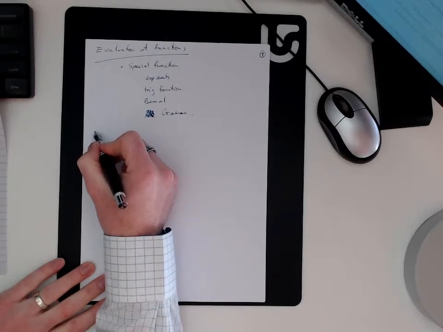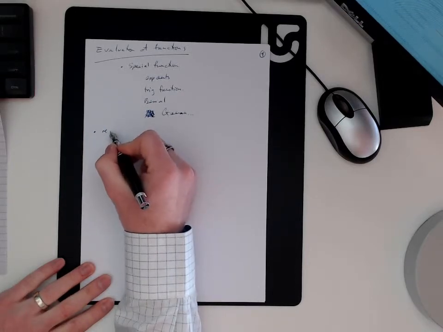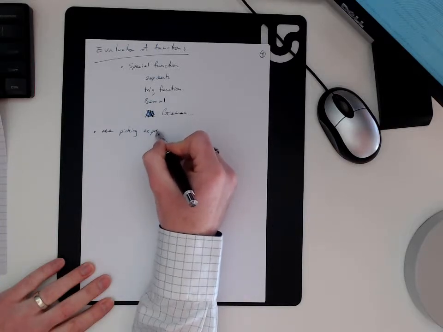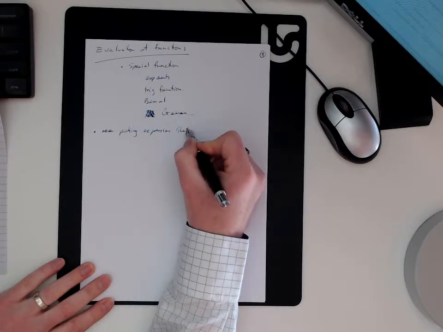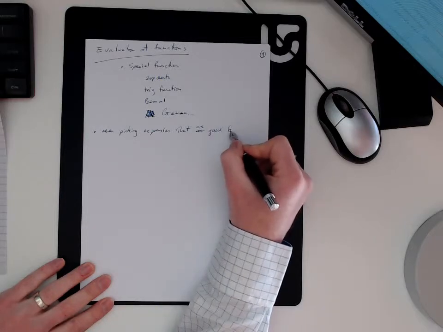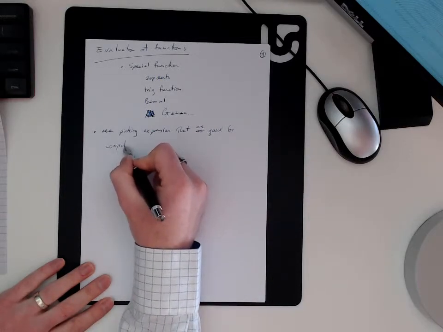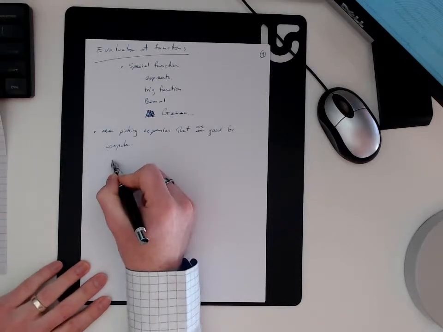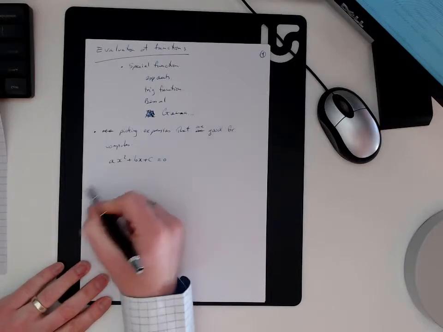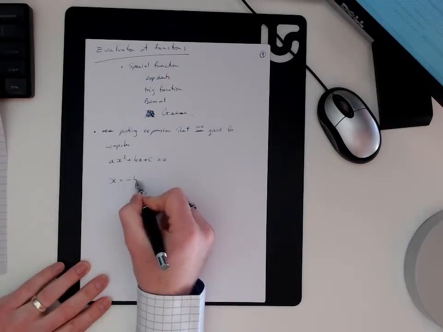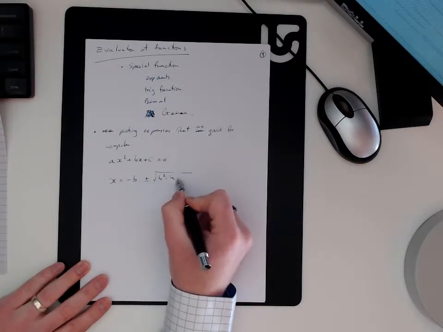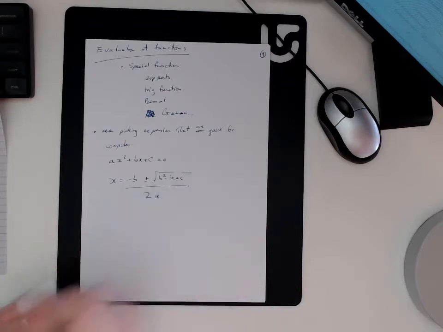One of them is re-expressing: picking expressions for things that are good for computers. Consider the quadratic equation, ax squared plus bx plus c equals 0. Solutions to this we write using the quadratic formula: minus b plus or minus the square root of b squared minus 4ac, divided by 2a.